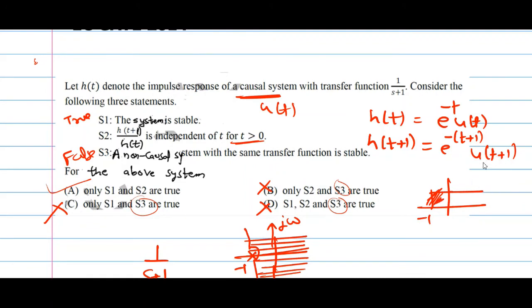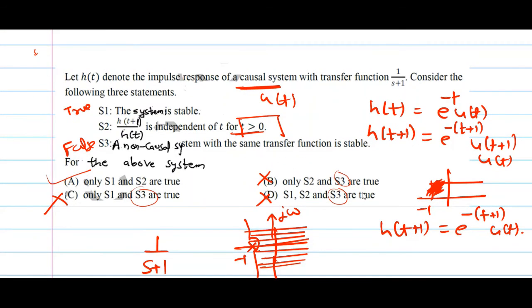So it will be simply u of t only, because they have mentioned t greater than 0. So t greater than 0 means we will not consider u of t plus 1, because u of t plus 1 is present from minus 1 to infinity. So we have to exclude this portion. So our h of t plus 1 simply will be e raised to power minus of t plus 1 u of t. Okay. So this ratio is independent of t.